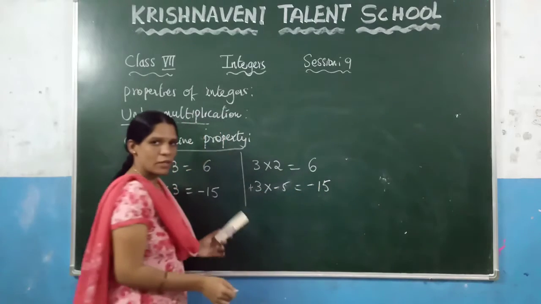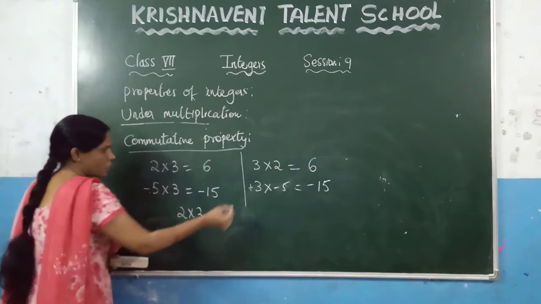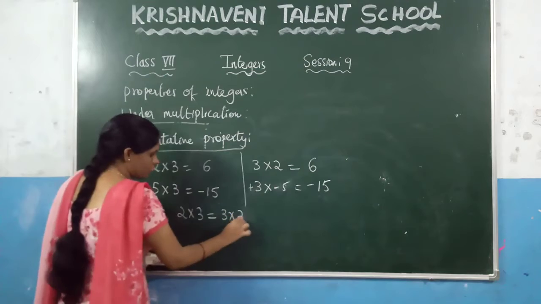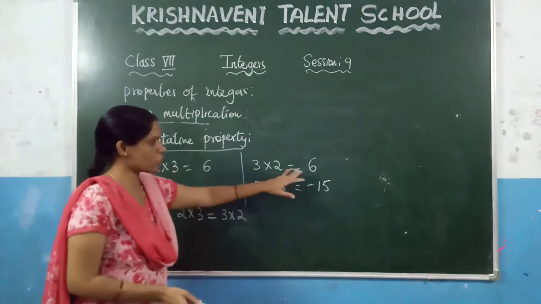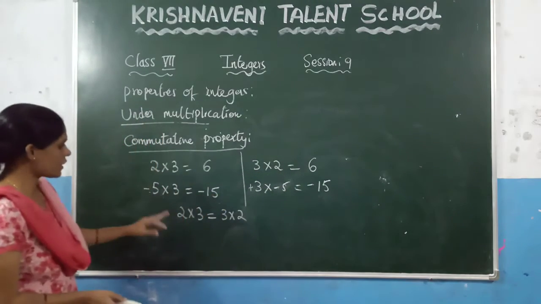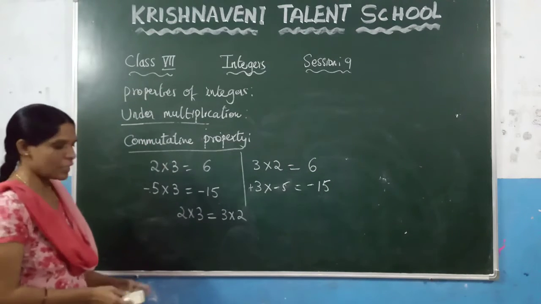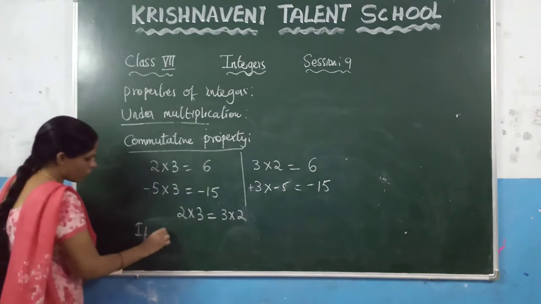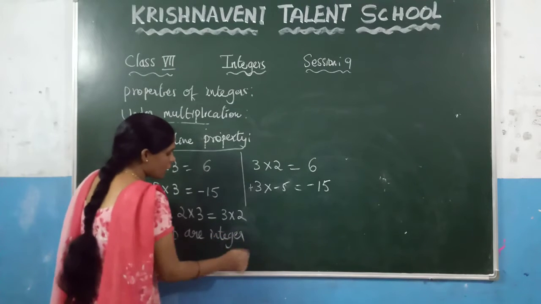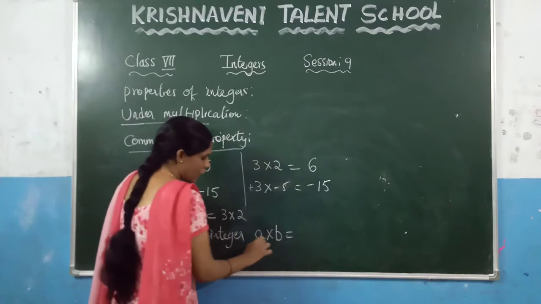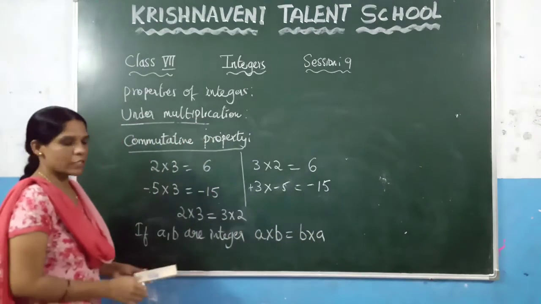From these statements, what we can conclude is that 2 into 3 must be equal to 3 into 2. If you multiply 2 with 3, you get 6, and if you multiply 3 with 2, you get 6. So 2 into 3 is equal to 3 into 2. This property we call the commutative property. Let us write this in the form of variables. If a and b are integers, the commutative property under multiplication says a into b must be equal to b into a.